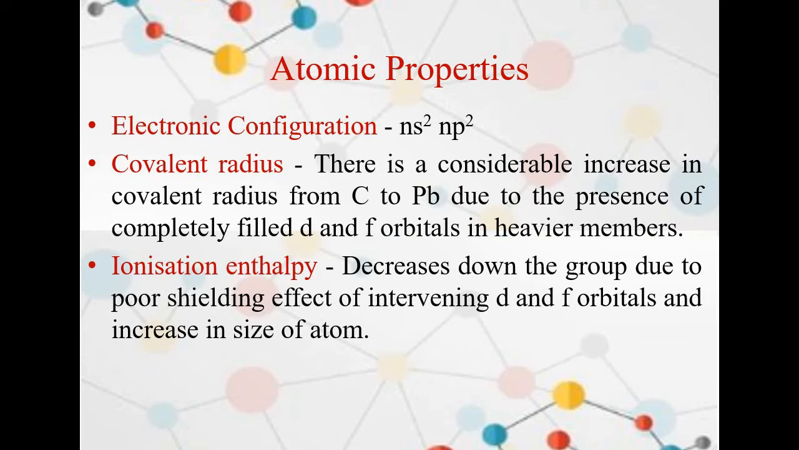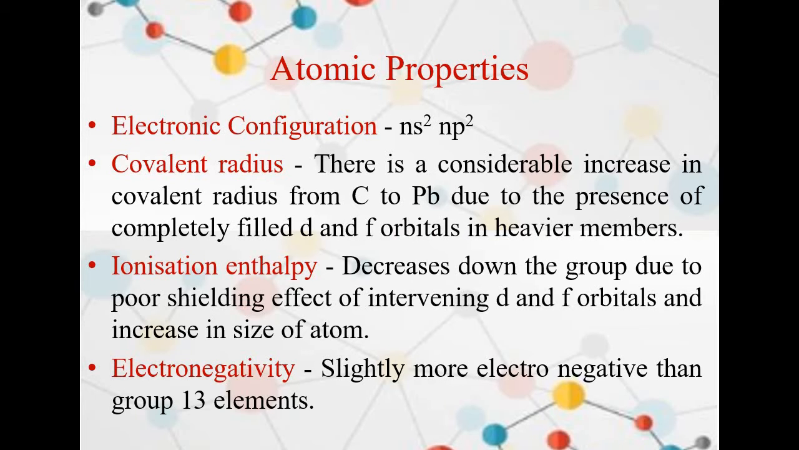Next property is ionization enthalpy. It decreases down the group due to two reasons. One is the poor shielding effect of intervening d and f orbitals, and the second reason is that on moving down the group there is an increase in the atomic size. So two reasons are there for the decrease of ionization enthalpy on moving down the group: one is poor shielding effect and second one is increase in the size of an atom.